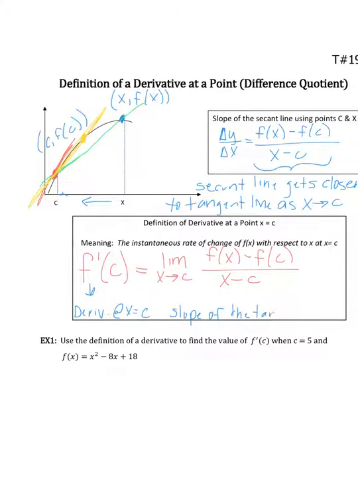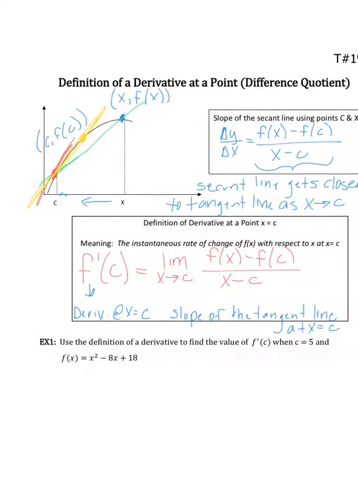So if someone says, hey, you're in calculus, tell me what a derivative is, and this happens all the time, you can say that the derivative is the slope of the tangent line at x equals c. So we're going to use that definition of derivative to find particular values.